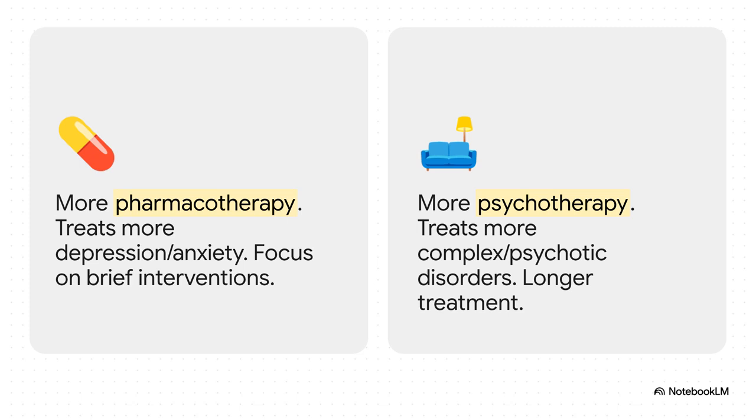In primary care, you're going to see a lot more depression and anxiety, and treatment is often focused on medication and pretty brief interventions. Specialty care, on the other hand, usually handles more complex or psychotic disorders and involves longer courses of therapy. Knowing this difference helps you make the right referrals and manage everyone's expectations.